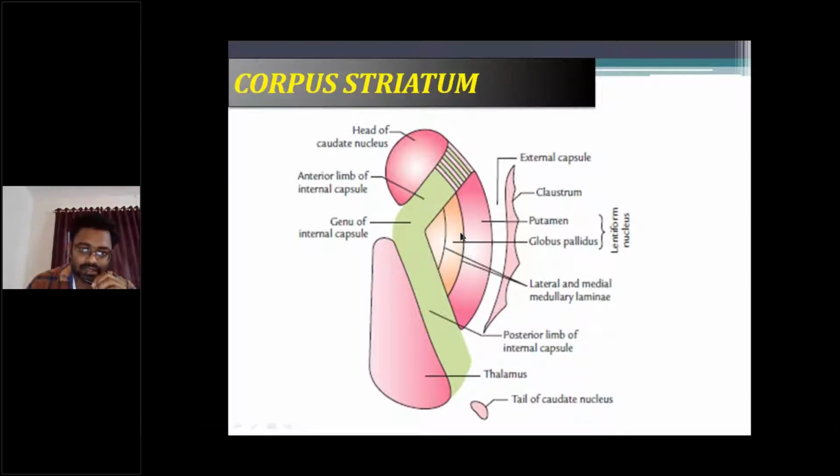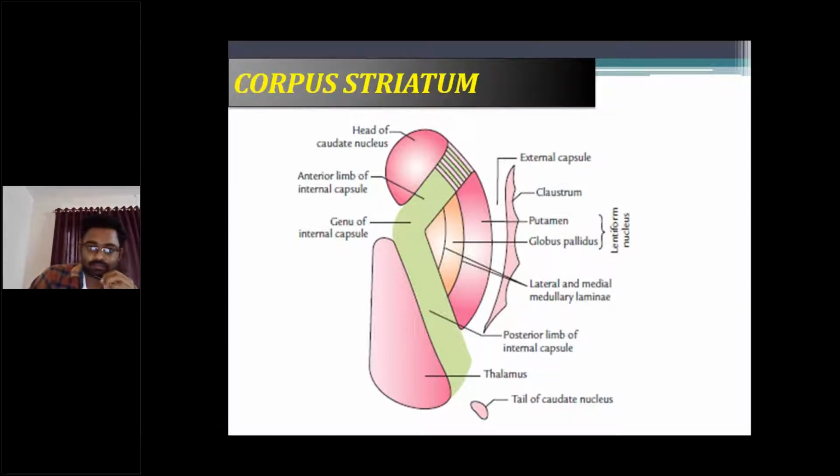The lentiform nucleus is situated lateral to the internal capsule. It is further divided by the external medullary lamina into two parts: the outer part called putamen and the inner part called globus pallidus.